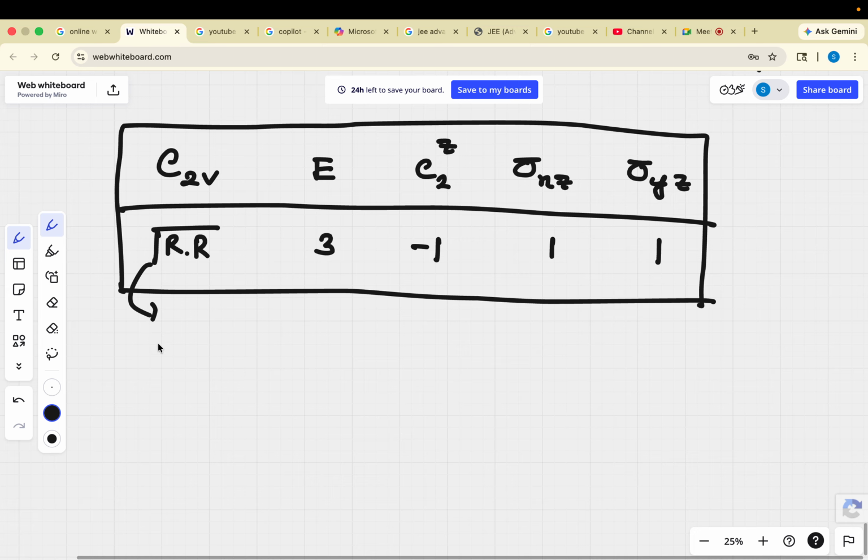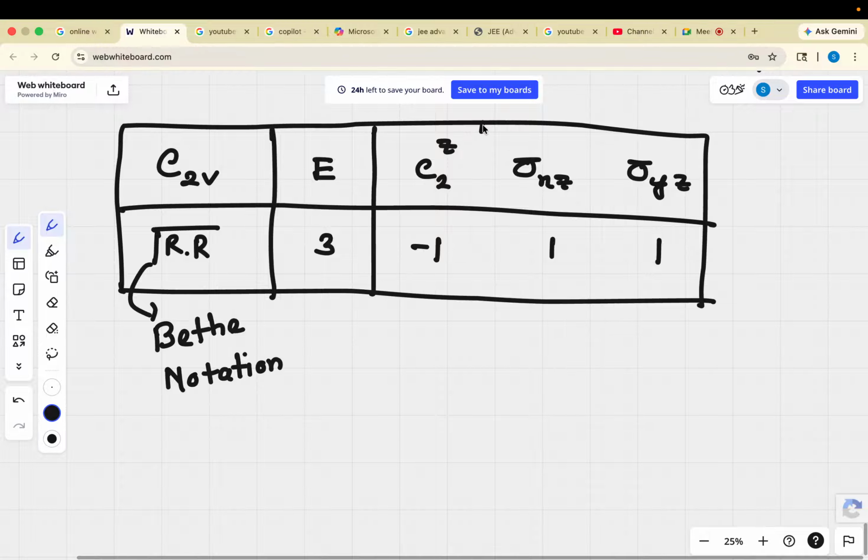And this notation is actually known as your Bethe notation, okay. So what do we have? This is the reducible representation of your C2V point group, okay, that we will use later, because in NET and GATE exams they basically give this table, sometimes you have to find it out, okay, so that is the thing. So like that you can find out the reducible representation for any point group.